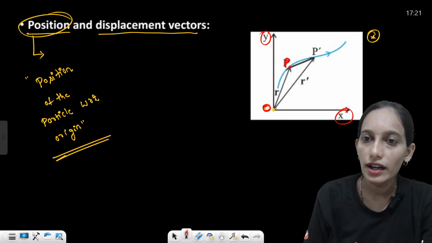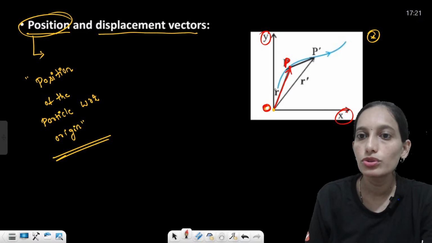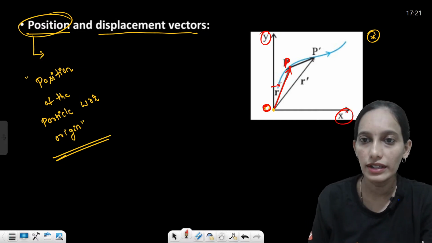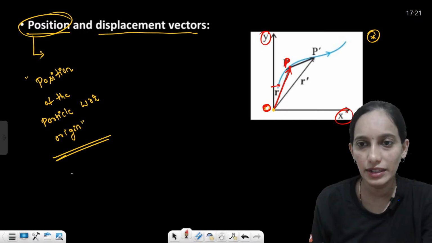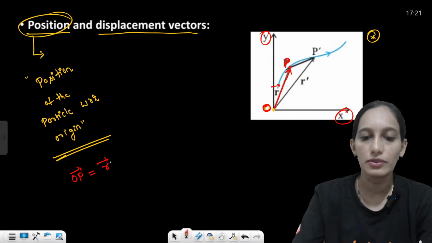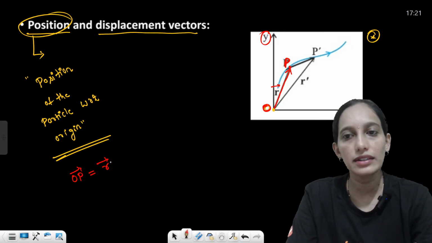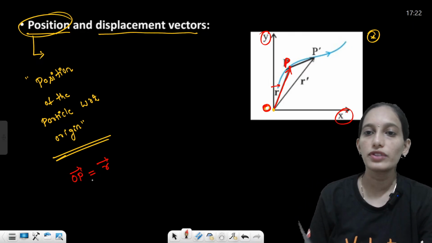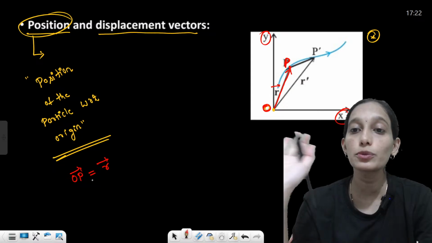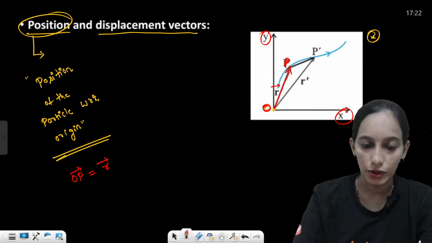Now if I draw a line from origin to the given point P, this is going to give me the position vector of the particle at that time. So at some time t, the position vector can be written as OP vector, or I can say something like R vector. So this is nothing but the position vector. You draw a line from the origin to the given point. That should be the direction of the arrow. You cannot put the arrow as you like, it should be from origin to the given point.